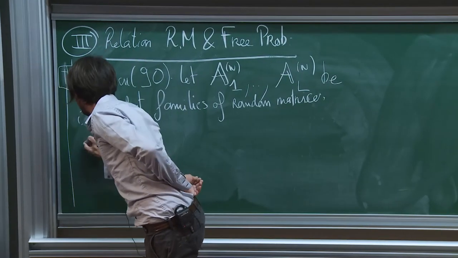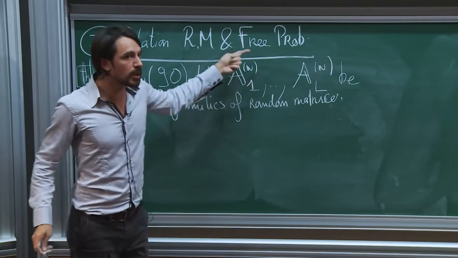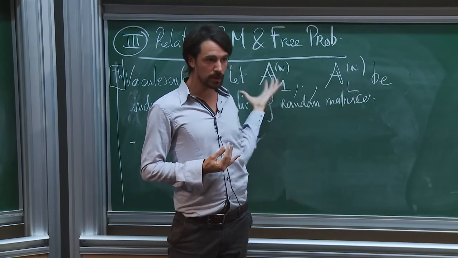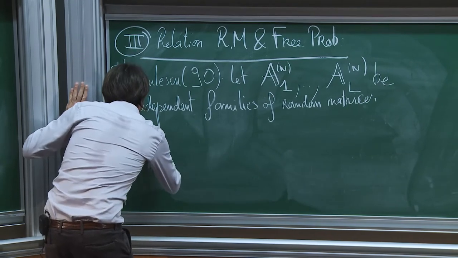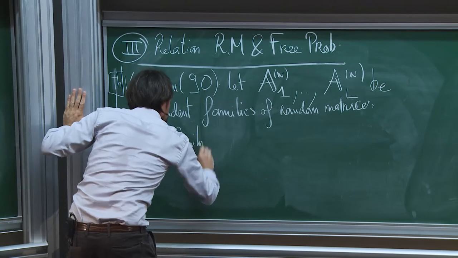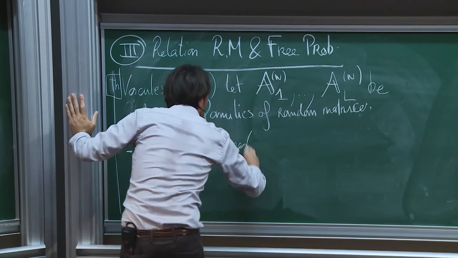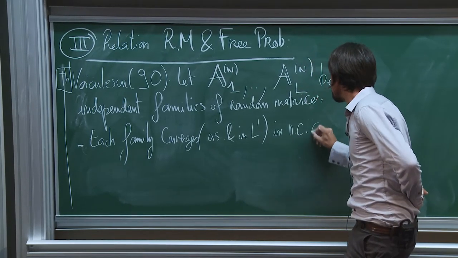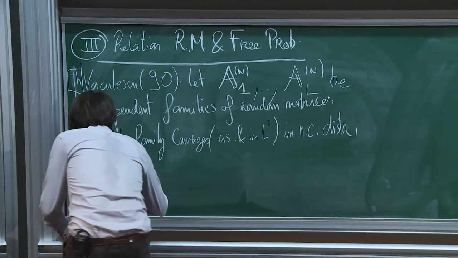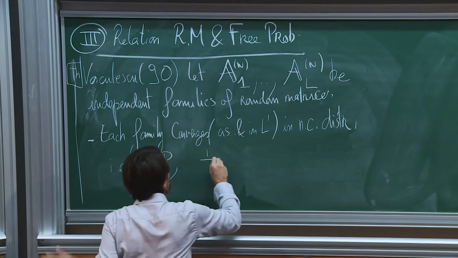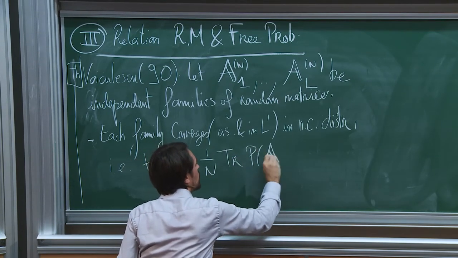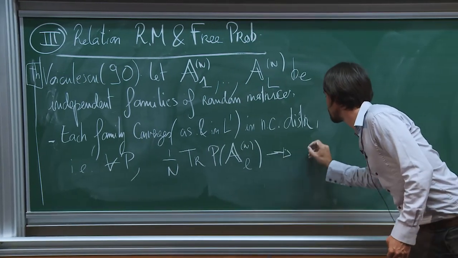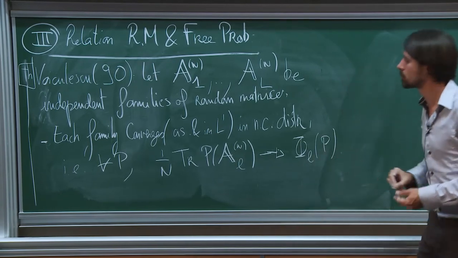And we assume two things. The first thing I assume is that each family converges in the non-commutative probability sense, and what I want to obtain at the end is that the L-tuple of families converges also. So each family converges, almost surely and in expectation, in non-commutative distribution, which means that, I recall, for any polynomial, 1 over n the trace of a polynomial in A_l,n converges to some value that we can denote, which depends on l.